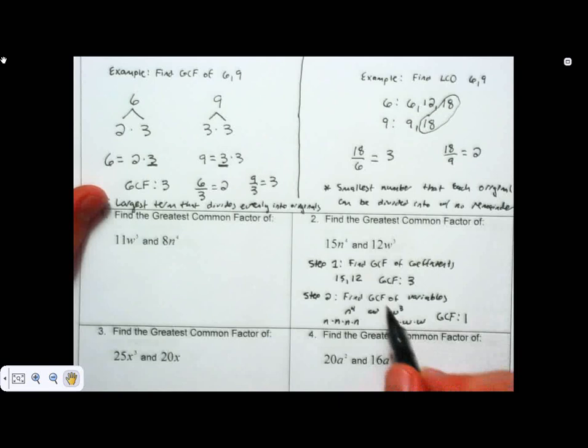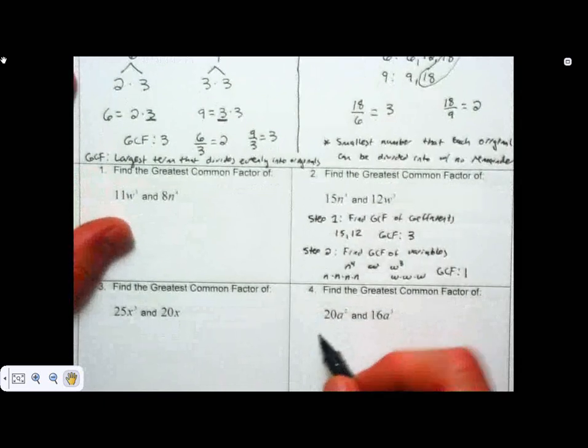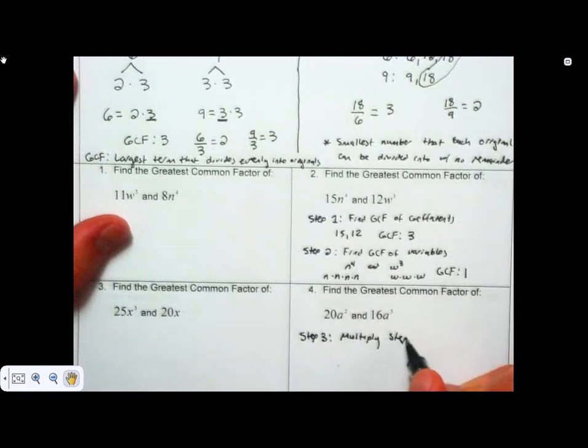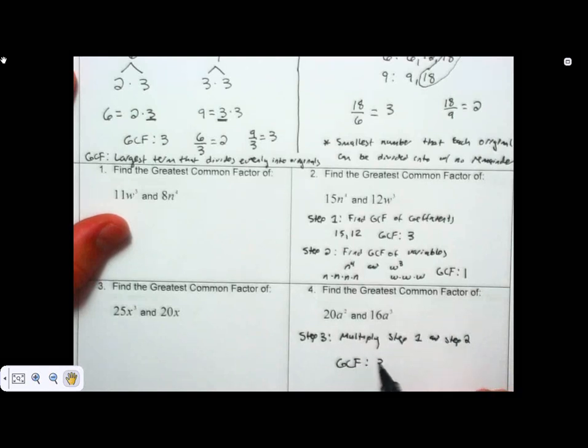So, to finish the process, step 3 of the process is just to multiply these 2 GCFs together. So step 3, which I'm going to write down here, is multiply step 1 and step 2. So overall, our GCF is going to be 3 times 1, which is 3.